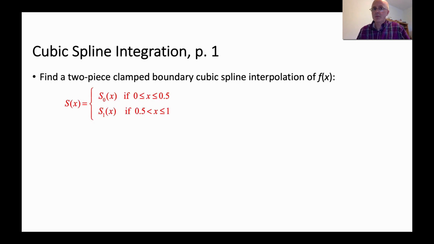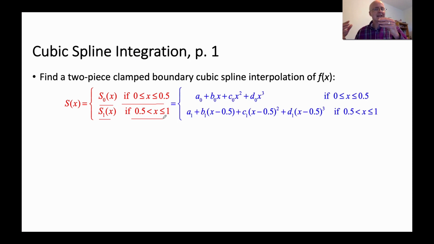Cubic spline takes the form as a piecewise function. S0 of x over the first piece, S1 of x over the second piece. Okay, standard notation to use here. S0 of x and S1 of x are going to be cubics, different cubics. Just like we pieced together two quadratics over the two separate intervals to get Simpson's rule, now we're piecing together two cubics over the separate intervals to integrate a cubic spline.